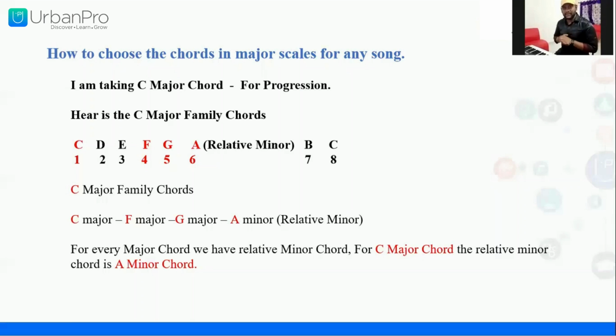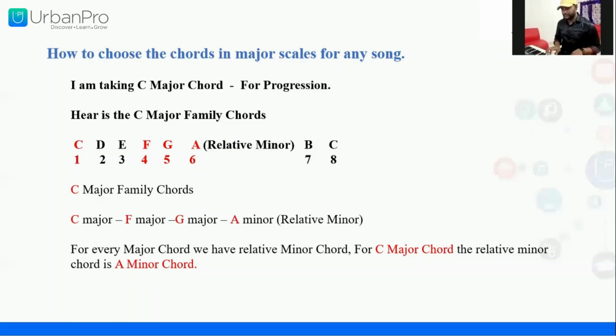And last but not least, for every major chord, there will be a relative minor. Relative minor means it will be in the sixth position. That means 1, 4, 5, 6. 1, 4, 5 will be the major chords, and the last, the sixth one, will be the relative minor. That will be minor only. So for C major chord, the relative minor is A minor. So the C major family chords are C major, F major, G major, and A minor. Using these chords, we usually play the progressions.